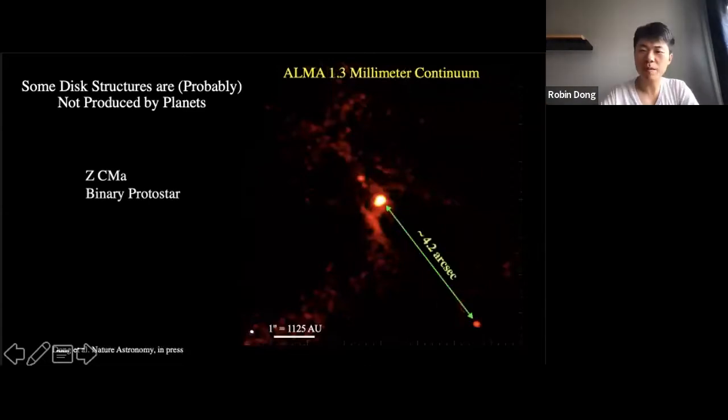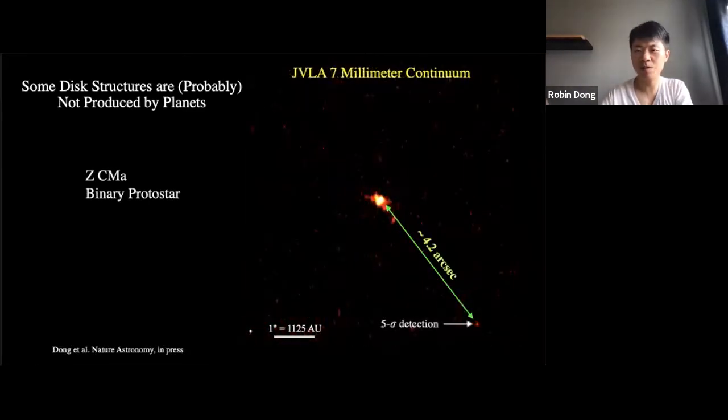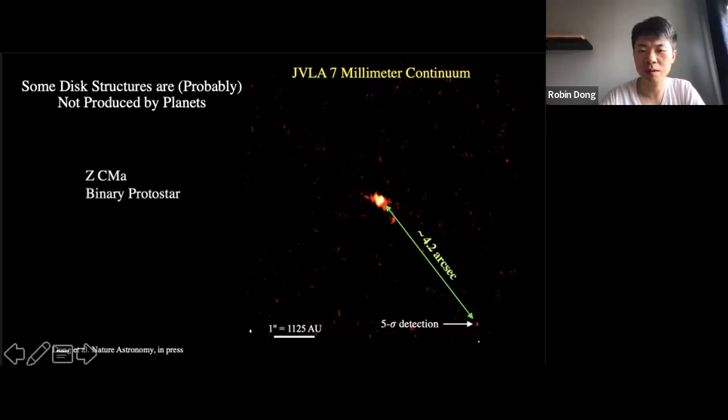So we're not too sure about the nature of the source, so we went ahead and imaged the system again at longer wavelengths using the Jansky Very Large Array. So here is a 7mm continuum emission map. The source is recovered at 7mm. It seems faint, but nevertheless, it's still a 5-sigma detection. So putting all this observation together, we form a hypothesis that maybe we're witnessing a rare stellar encounter in the ZCMA system. This source is likely a young stellar object that has just performed a flyby of the disk, and the streamer has little to do with planets.